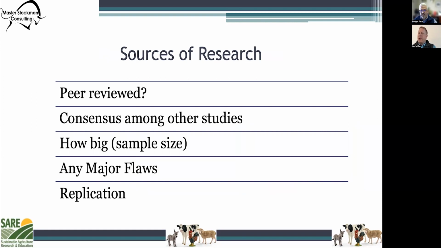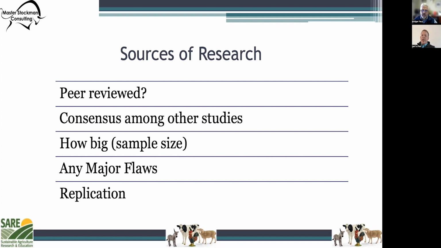Peer-reviewed means that other scientists that were not involved in conducting the original research took a look at this project to see how it was conducted. Then they determine if the research is valid and should it be published in a peer-reviewed journal. Peer review is not a guarantee of good research, but it does increase the odds of finding quality results.